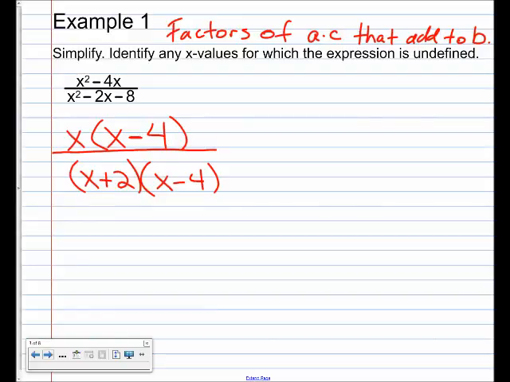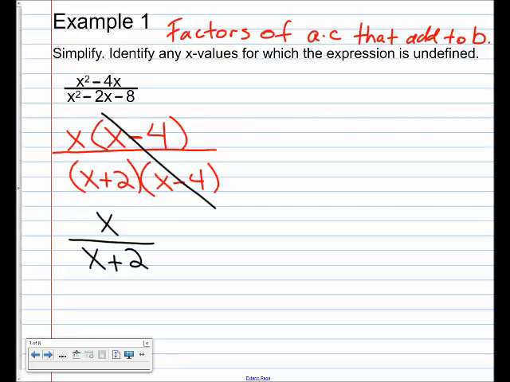Now, you should notice something happened when we factored. We can cross out two factors because we have an x minus 4 over an x minus 4. So those will divide to make 1. So those are gone. We get to cross them out. Which means what is left? x over x plus 2.